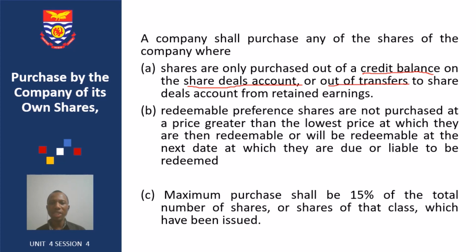Also, redeemable preference shares are not purchased at a price greater than the lowest price at which they are then redeemable or will be redeemable at the next date at which they are due or liable to be redeemed. Even though the company can purchase its own shares, the maximum shares that the company can buy is 15%. It cannot purchase more than 15%.